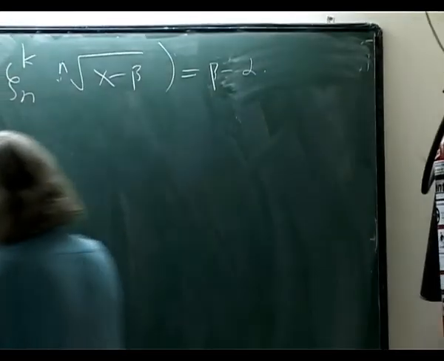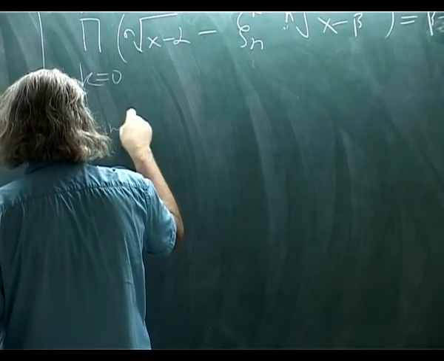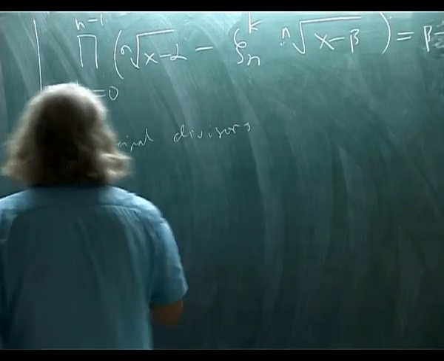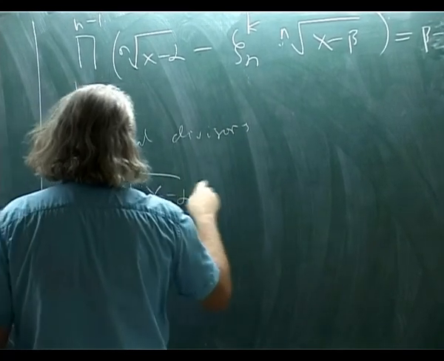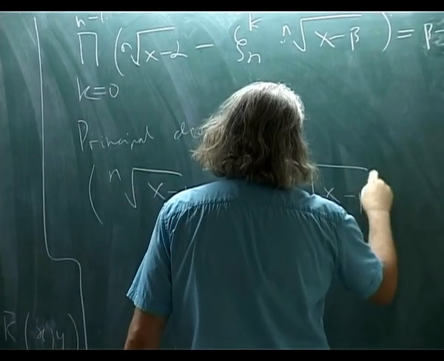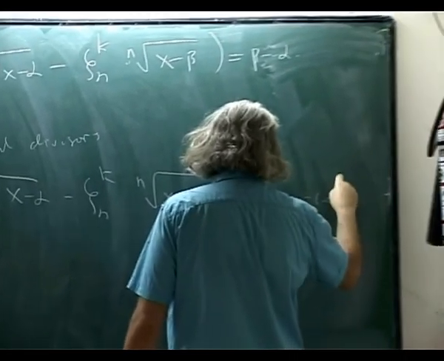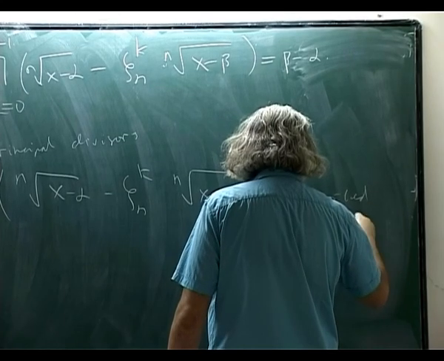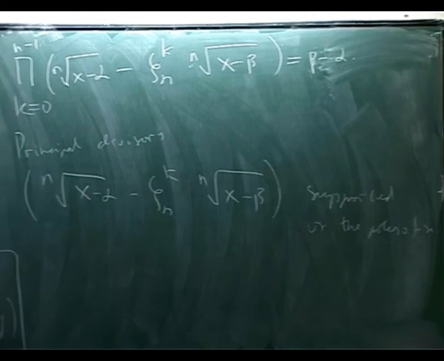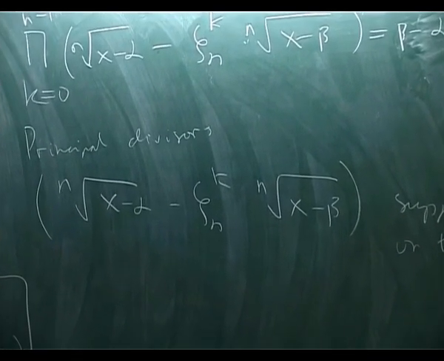And again, we see that principal divisors supported on the poles of x. And if we take all of them but one, we obtain independent divisors. It's easy to verify.